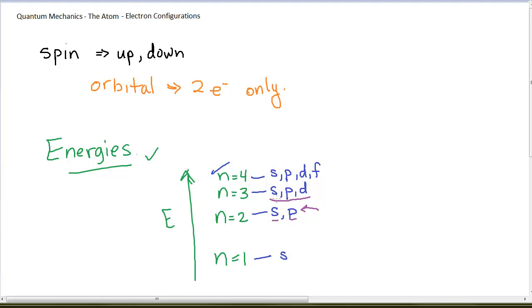The P is a little bit higher than the S, the D is higher than the P, and since these levels are getting closer and closer together as I move up, they're starting to overlap up here. So the order that the electrons will fill into the energy levels becomes a little complicated, because it's not just going to fill into n equals 1, then n equals 2, then n equals 3, then n equals 4, because these subshells start overlapping.